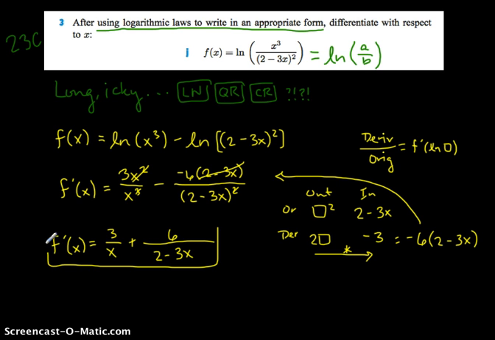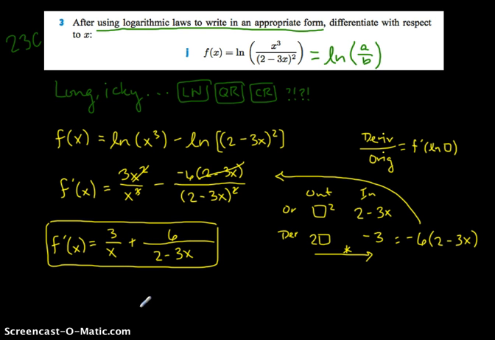So by using those logarithmic laws, we were able to find our derivative and not have to go through the process of quotient rule and then having to remember chain rule and all those different pieces where we could have gotten lost and made a mistake. Okay, so that is our answer, f prime of x. So the slope or the derivative of this function is 3 over x plus 6 over 2 minus 3x.